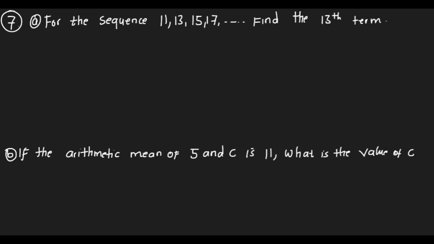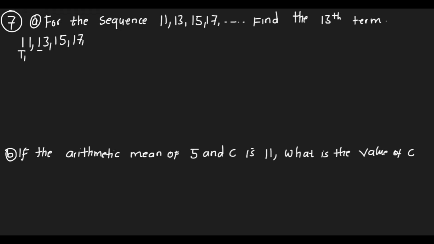Now we move on to question 7a for the sequence. So we have this sequence 11, 13, 15, 17, dash, dash, dash. Now the question is, we want to find the term on position number 13. So let's look at the number of terms that we have.